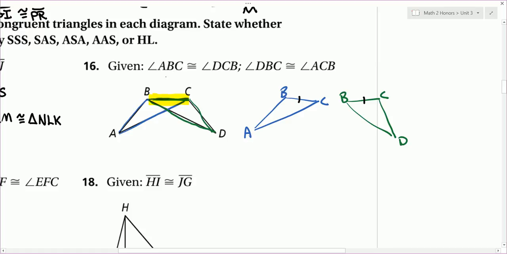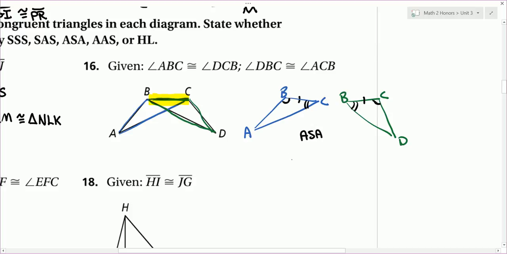So angle ABC, that's this angle here, is congruent to angle DCB. And angle DBC is congruent to angle ACB. So we see that both triangles are congruent by angle, side, angle.